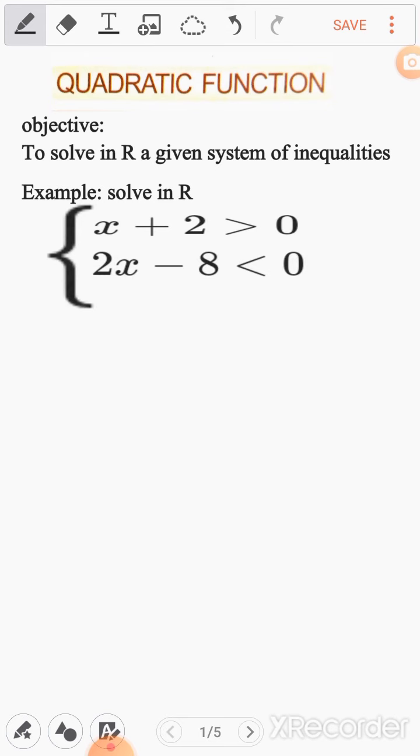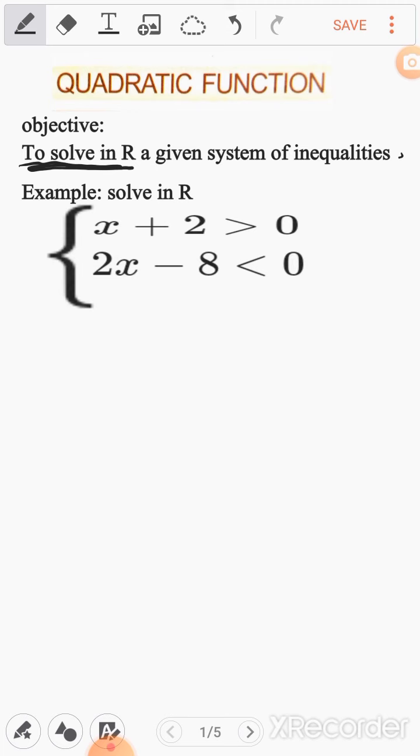Our objective is to solve in R a given system of inequalities. This means that you have to find the set of values of x that satisfies a given system of inequalities. Example about system of inequalities. This is an example of a system of inequalities.